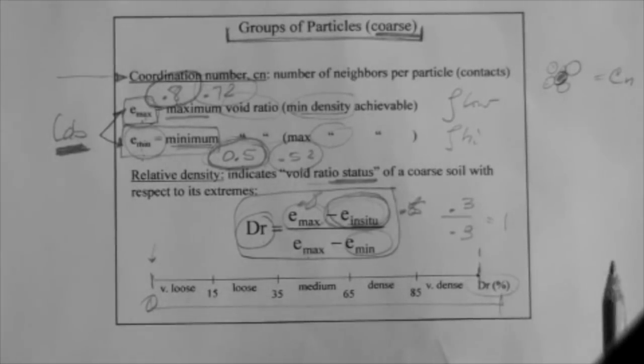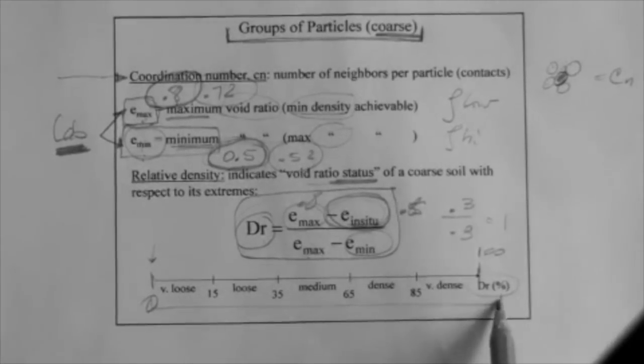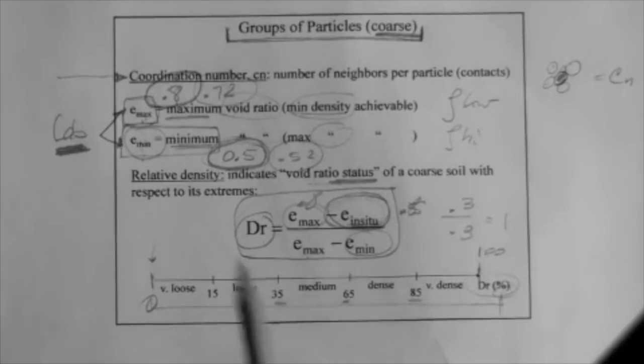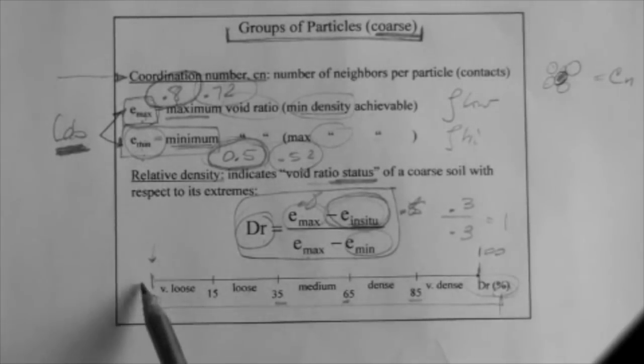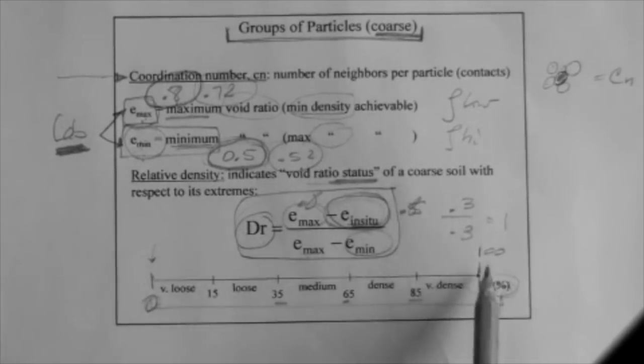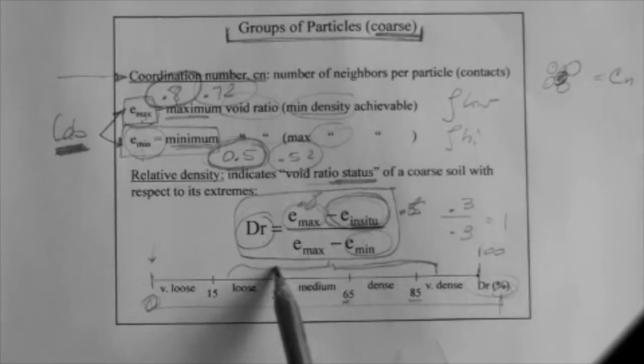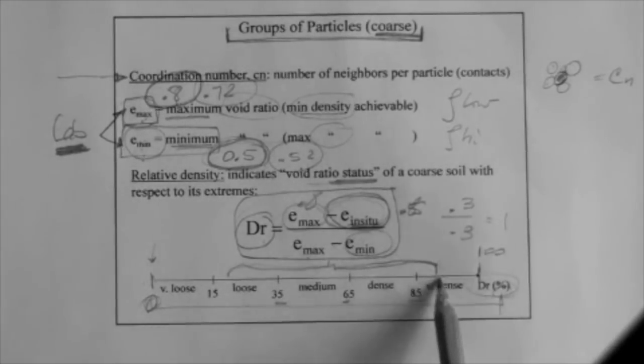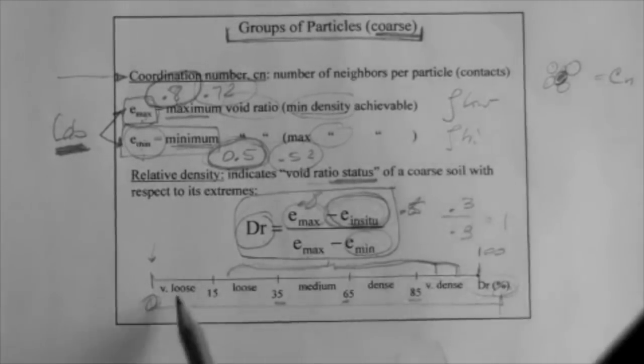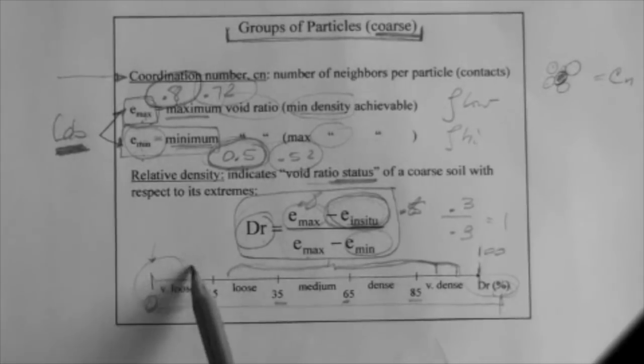Clearly we almost never find soils that have a relative density of 1 or 100%. That's what this is, percents, or 0. These are extremes. We almost never find the soil in the field at Emin or Emax. Generally, we find it around here: loose, medium to dense, or sometimes very dense. It's very hard to find the soil in the field with a very loose relative density, but you can find them.